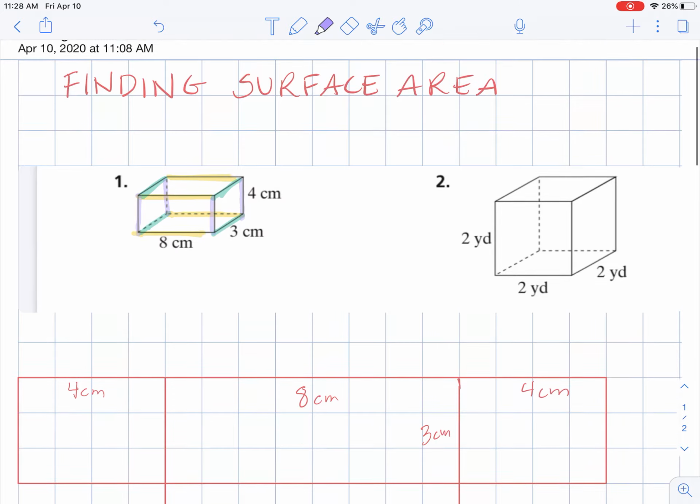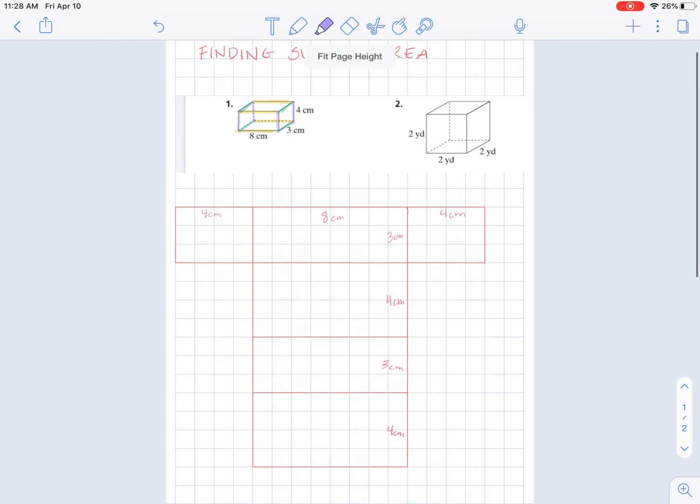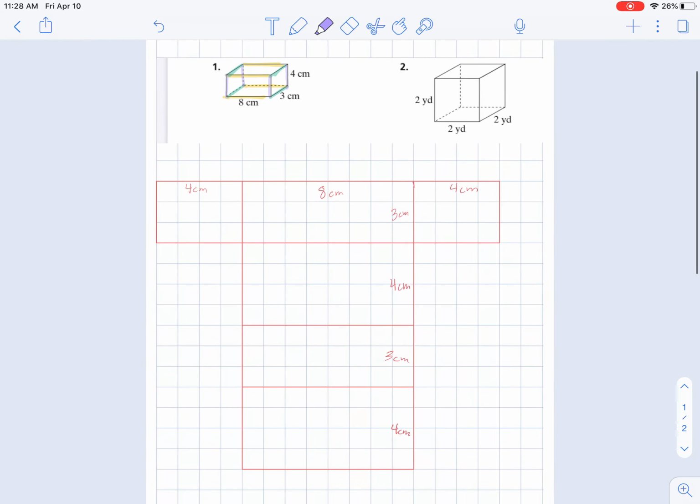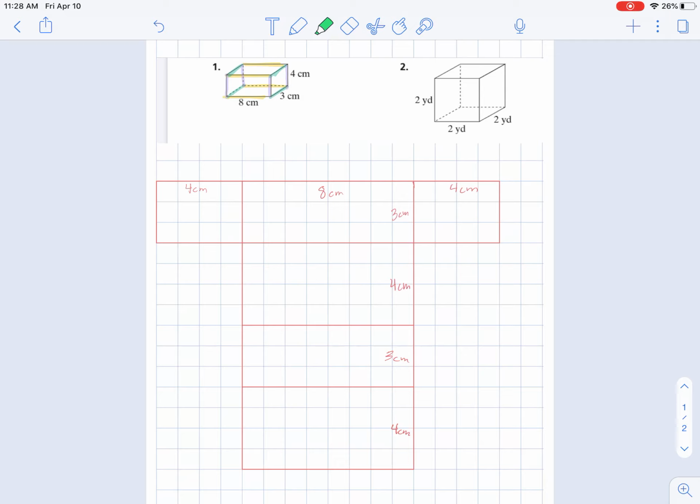Okay, so let's go ahead and start with thinking about what it looks like to draw a net for a shape like that. And I went ahead and did the first one already, and then I'm going to do the second one kind of step by step. But for this first one, a helpful thing to think about is pick one side to start on. Let's start with the bottom. Right here, this bottom side is 8 by 3 centimeters. So that's what I drew right here, 8 by 3 centimeters, right?